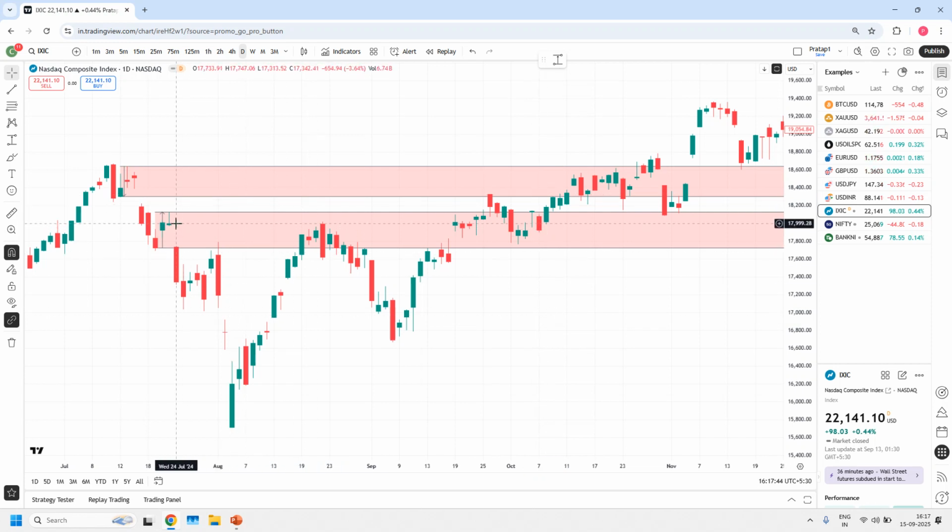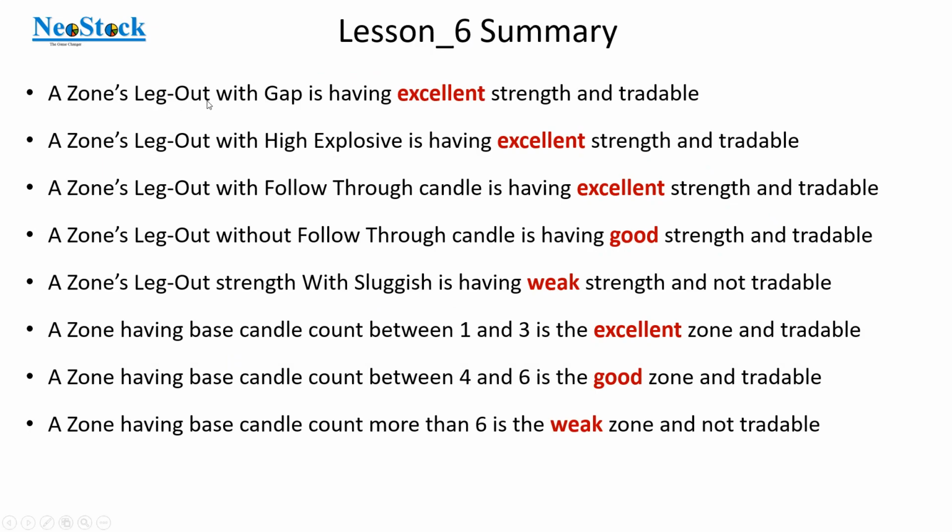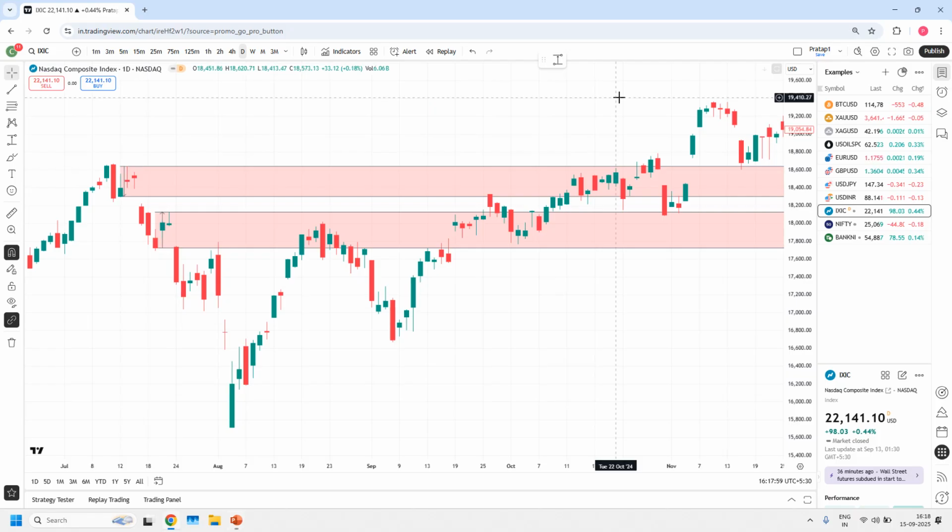See, this is also a drop candle. This is also drop candle. See here with a gap down. This is also with gap down. See here. A zone's leg out with the gap is having excellent strength and tradable zone. You have a drop, 3 base candles. You have a drop with gap. This is an excellent zone. See, prices came and then sharply came down. Huge profit it gave.